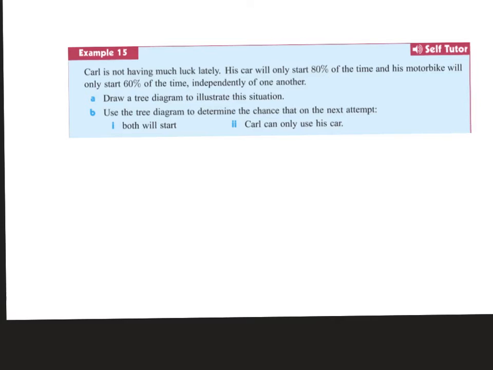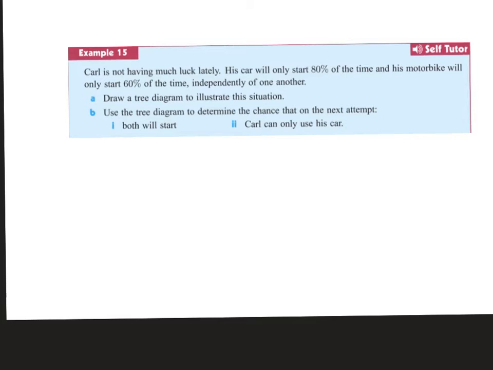Poor Carl is not having much luck lately. His car will only start 80% of the time, and his motorbike will only start 60% of the time, independently of one another. Draw a tree diagram to illustrate the situation. Use the tree diagram to determine the chance that on the next attempt both will start, or Carl can only use his car. So pause this video and see if you can answer this question correctly.